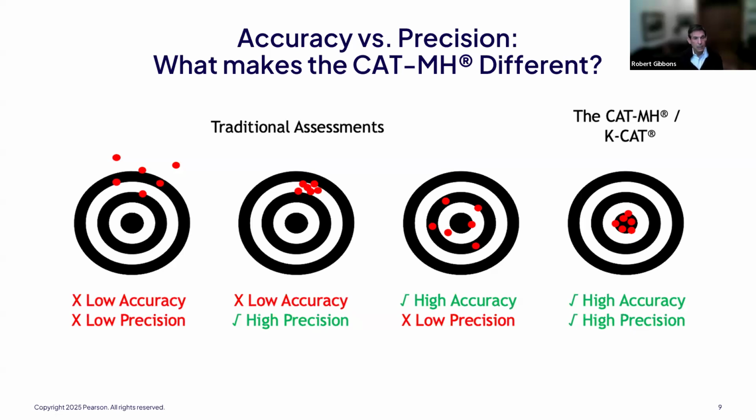They can have low accuracy, but high precision. So they keep telling you the same answer, but it's always the wrong answer. They can have, on average, good accuracy. They surround the target in a uniform way, but they have low precision in that they never really hit the target. Or the CAD-MH or K-CAT have high accuracy because they're based on extremely large item banks, 200, 300, 400 items in the bank, and they have high precision because we continue to administer items until we achieve 5 points on a 100-point scale. Next slide, please.